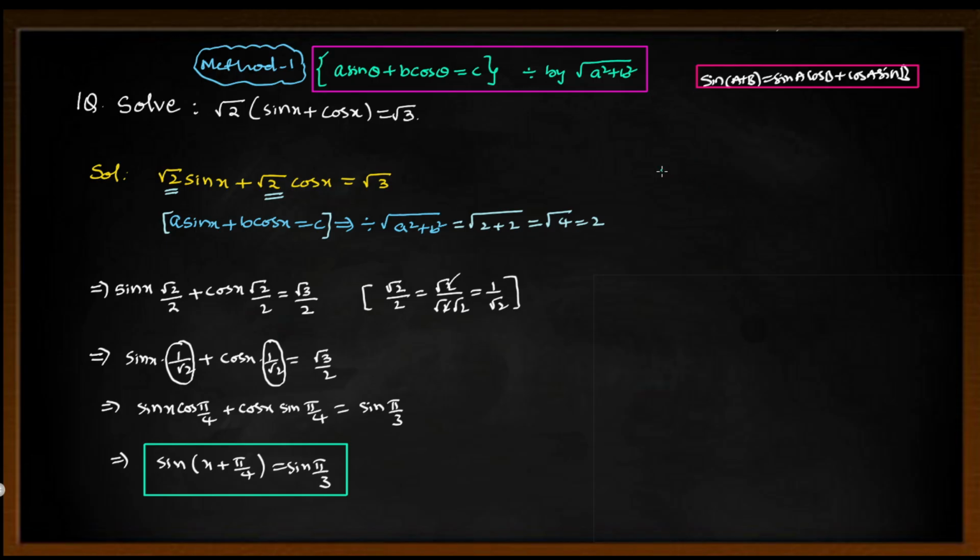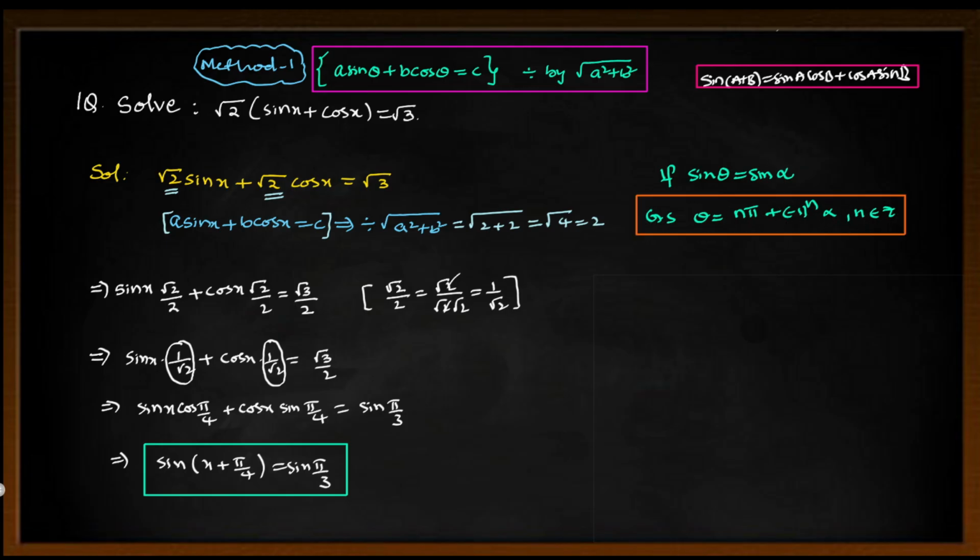Now the general equation: we know that if sin theta equals sin alpha, then its general solution is theta equals n pi plus minus 1 to the power of n into alpha, where n belongs to Z. So the general solution of sin theta equals sin alpha is theta equals n pi plus minus 1 to the power of n alpha, where n belongs to Z.